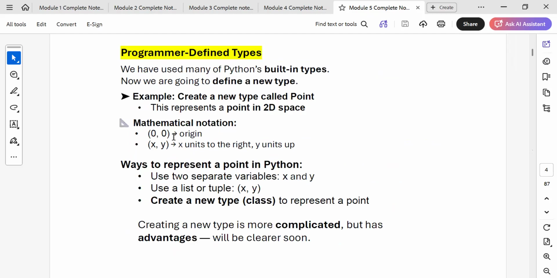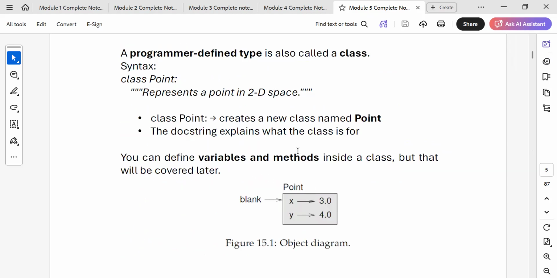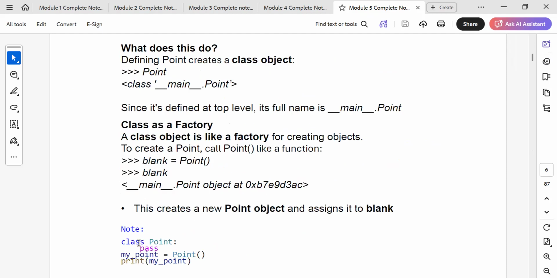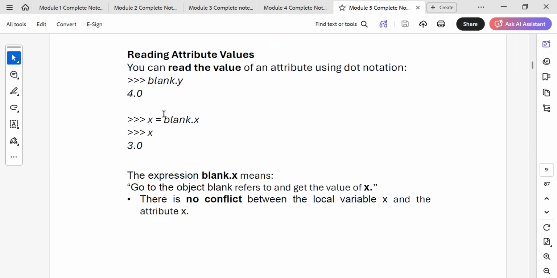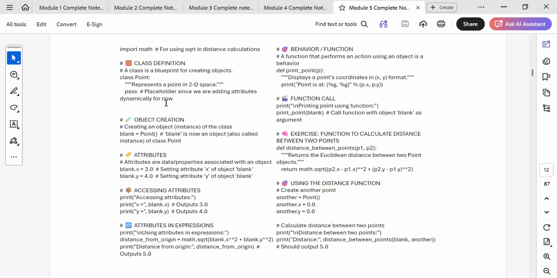What are programmer-defined types? Here you will get the Point class. One method you have declared. This is how you can create the object, and then you call it. So attributes, these things.